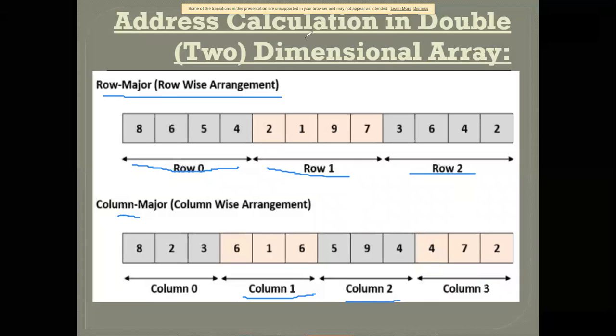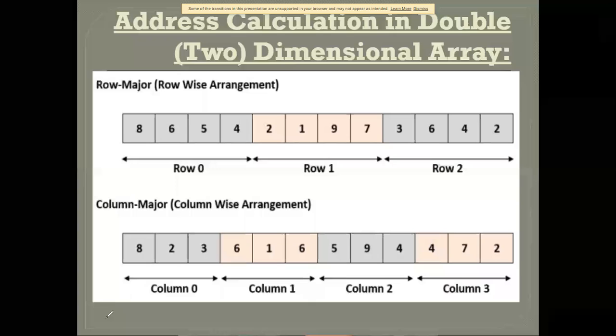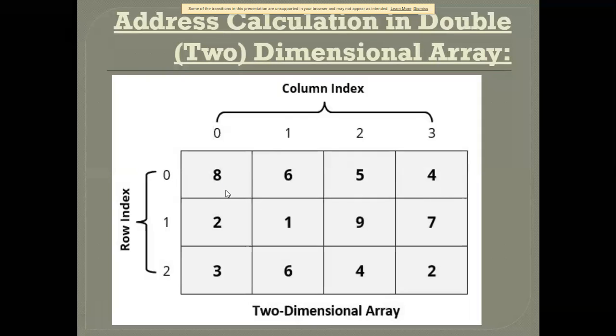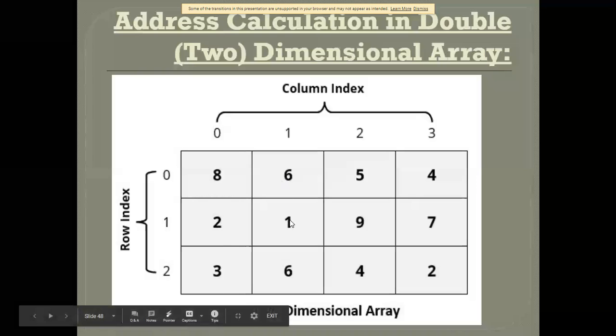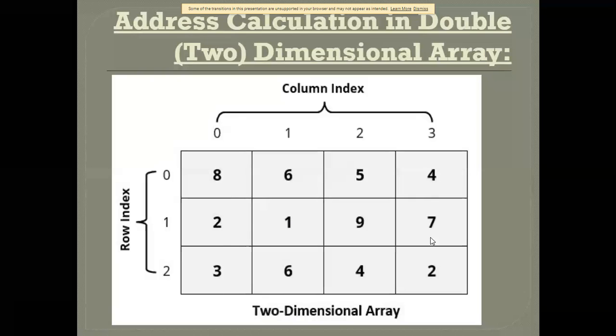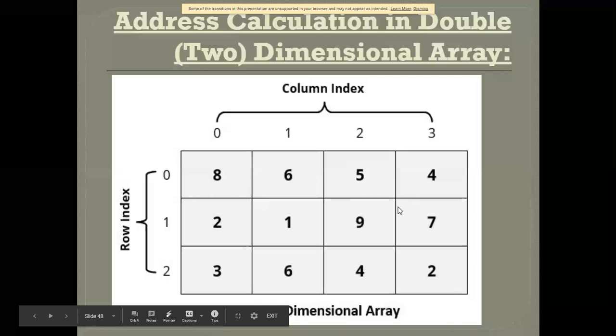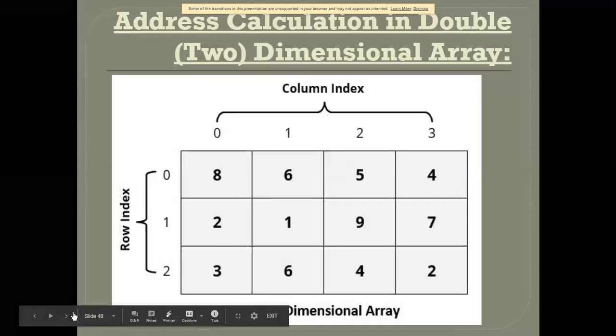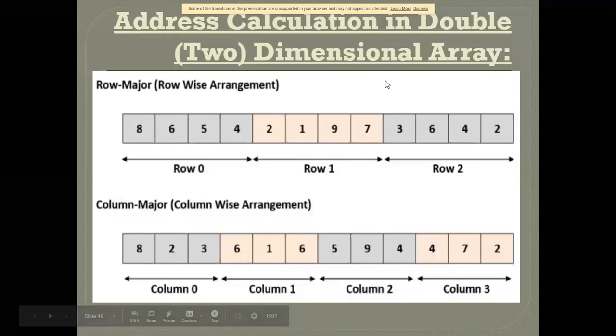If we revise the previous example, the 2-dimensional matrix: column wise, first 8 2 3, then 6 1 6, then 5 9 4, then 4 7 2. Likewise the elements are continuously stored. If we are talking about row wise, first the first row, that is 8 6 5 4, then 2 1 9 7, then 3 6 4 2. So likewise it should be continuous memory allocation. So likewise we are going to store the elements.